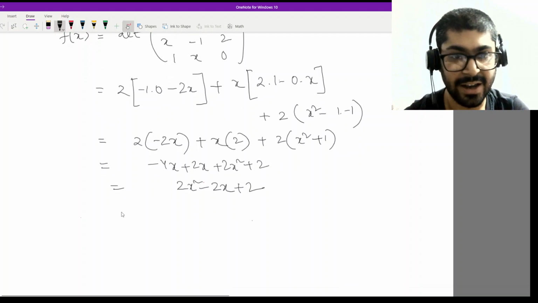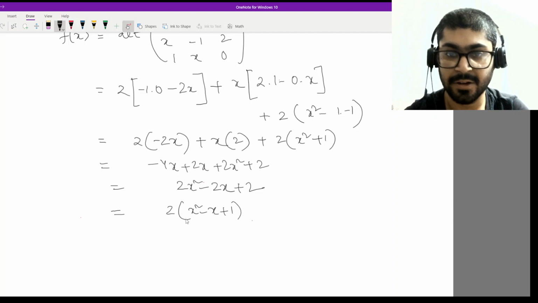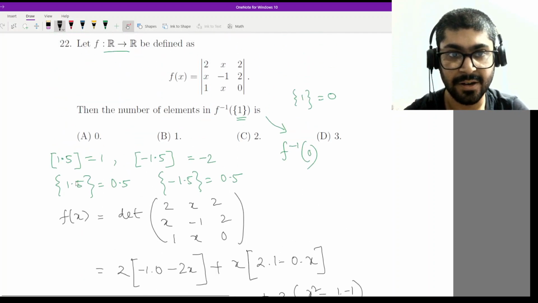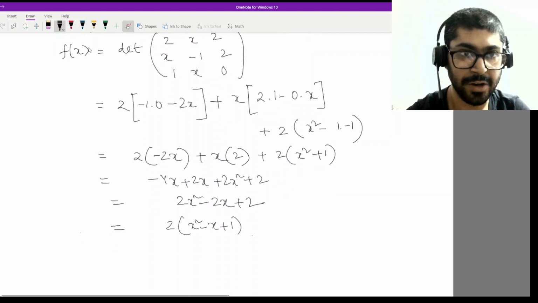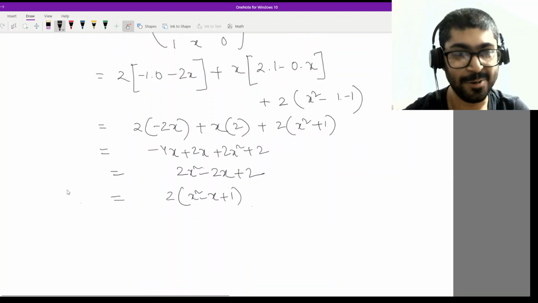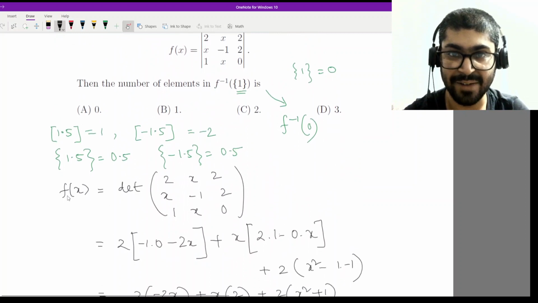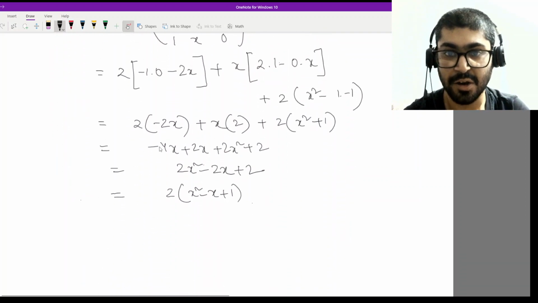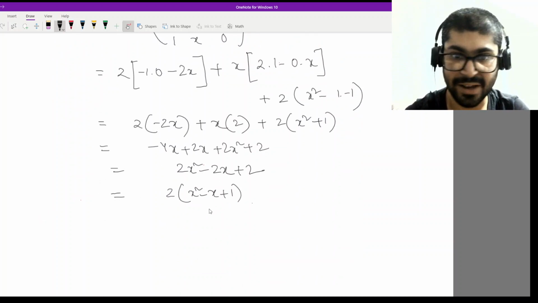Right? And I can take 2 common, I'll have x squared minus x plus 1. Now this has no solutions in real numbers, right? So how do I know this? You know how to check solutions of quadratic equations, right? Because I have to check f inverse, right? So for calculating f inverse, we usually equate this to 0, right? And we find the value of x, that is our f inverse function.